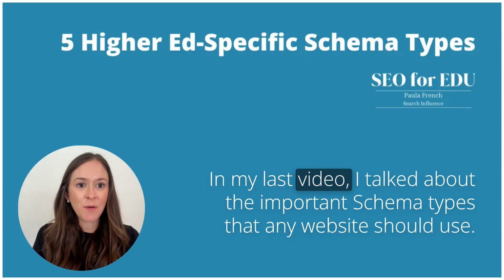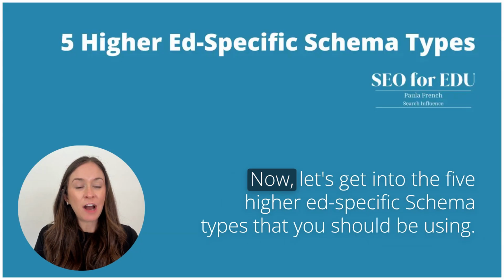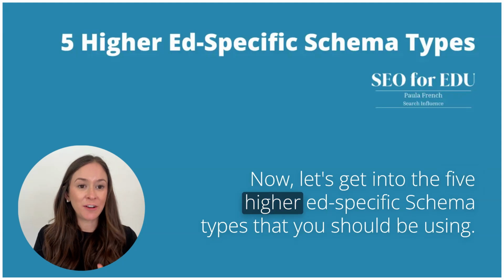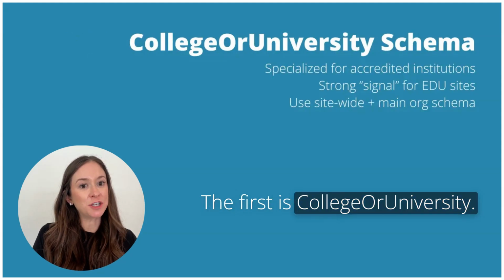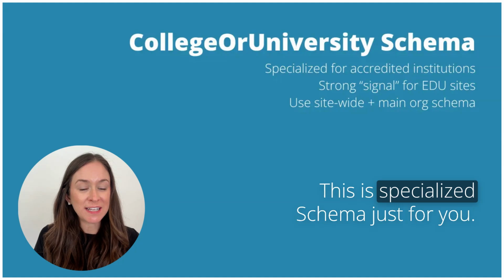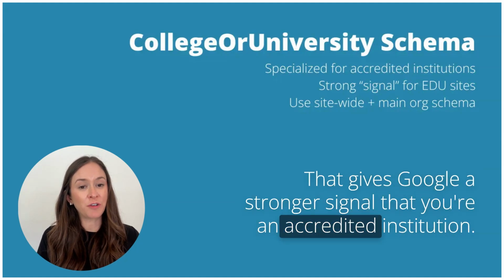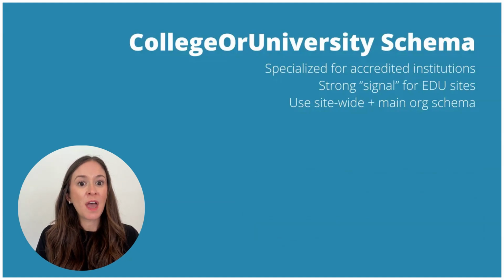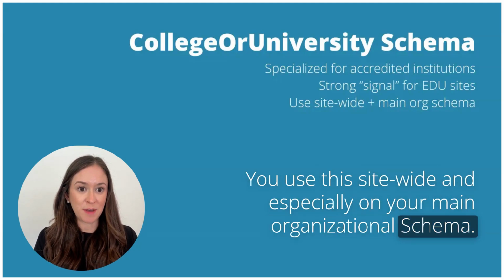In my last video, I talked about the important schema types that any website should use. Now let's get into the 5 higher ed specific schema types that you should be using. The first is college or university. This is specialized schema just for you that gives Google a stronger signal that you're an accredited institution. You use this site-wide and especially on your main organizational schema.